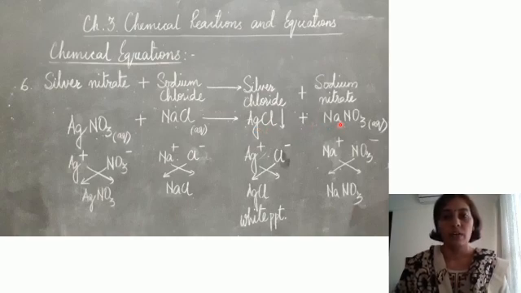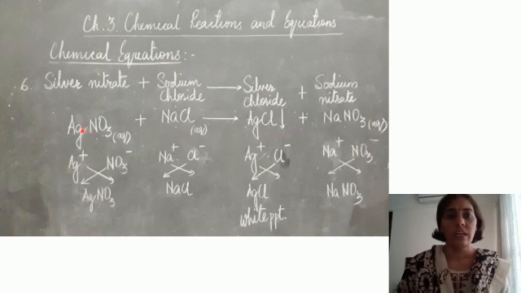And the second product is sodium nitrate. Sodium ion and nitrate ion. Both one positive, one negative. So you get the formula NaNO3. That is aqueous. So this is how we write down the reaction. There is another way now. How will you predict the products? How can you find out what the products are?